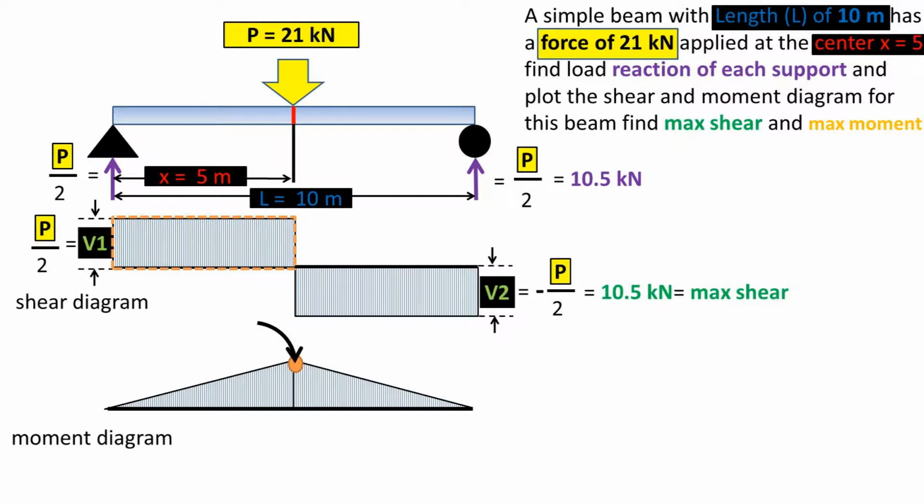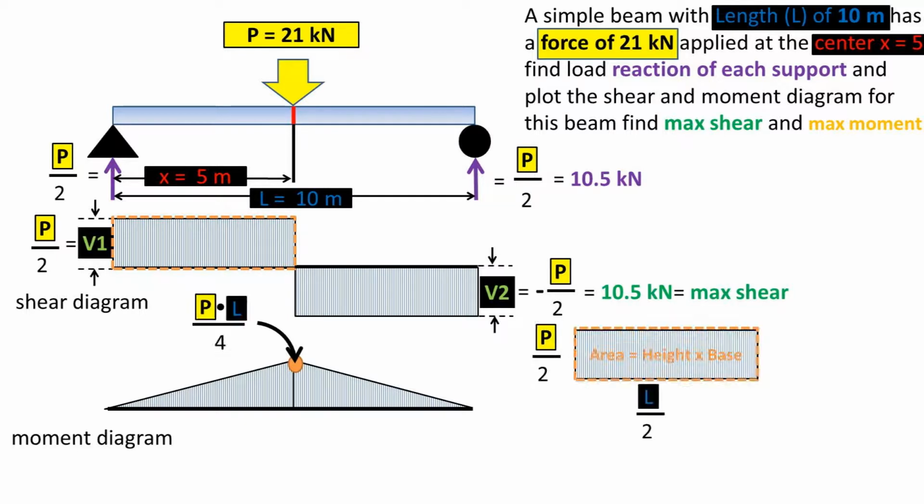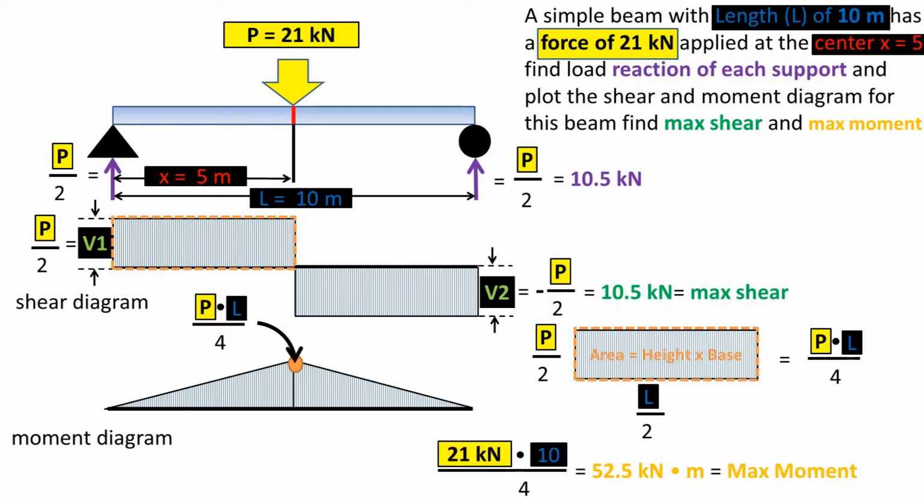To finish off this video, we need to find the max moment. Looking at this graph, we can see logically it happens right at where the load is in this case. So we need to find the area under the shear diagram up until that point. We have a rectangle with height of load divided by 2 and length of half of the total length. Plugging that into the area of a rectangle formula of base times height, we get that the load force times the length divided by 4 is equal to the max moment. Plugging in our numbers, we get a max moment of 52.5 kilonewton meters.